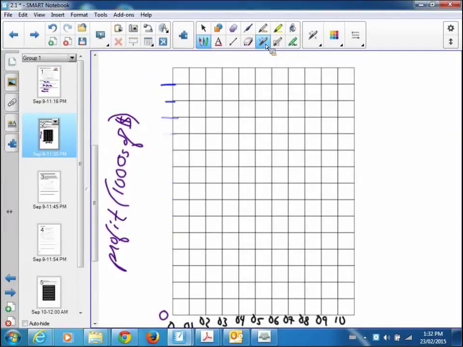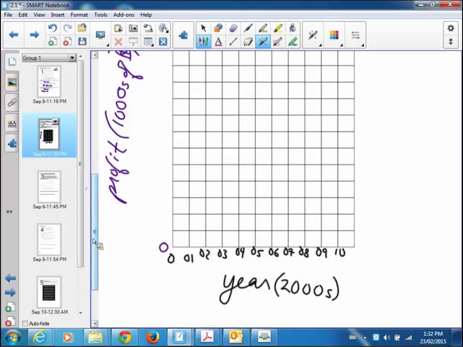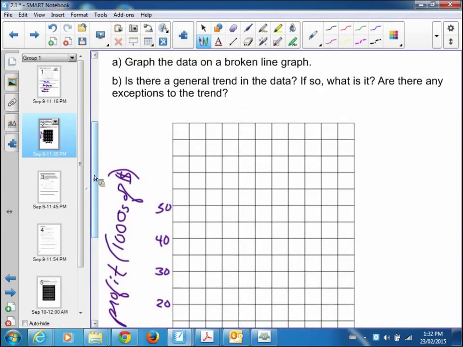I'm going to only put down the 10s, though. Instead of 5, 10, I'm going to just go 10, 15, 20, 25, 30, 40. Because we're all clever. We can figure that out. $70,000 profit, actually.